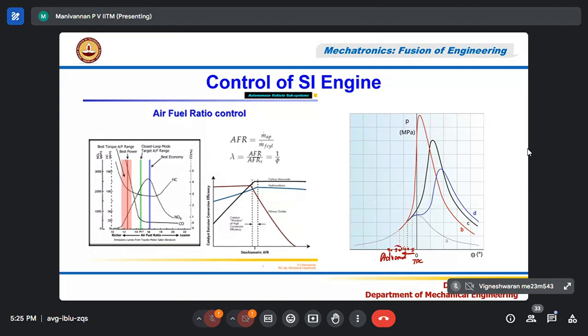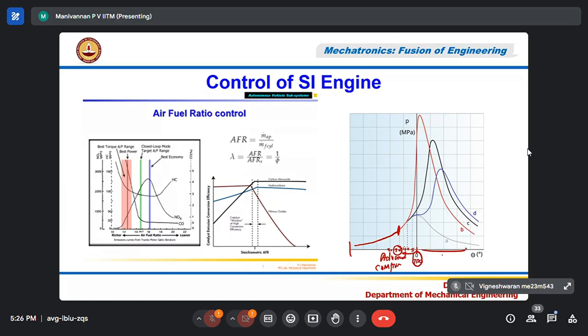See that this is the spark with respect to TDC. I gave the spark 20 degree before, because you can see that the air-fuel is compressed. This is the path taken. It is getting compressed, and the temperature increases. Now I gave a spark. Correct? 20 degree before TDC. Throughout this, we are talking about the compression stroke.